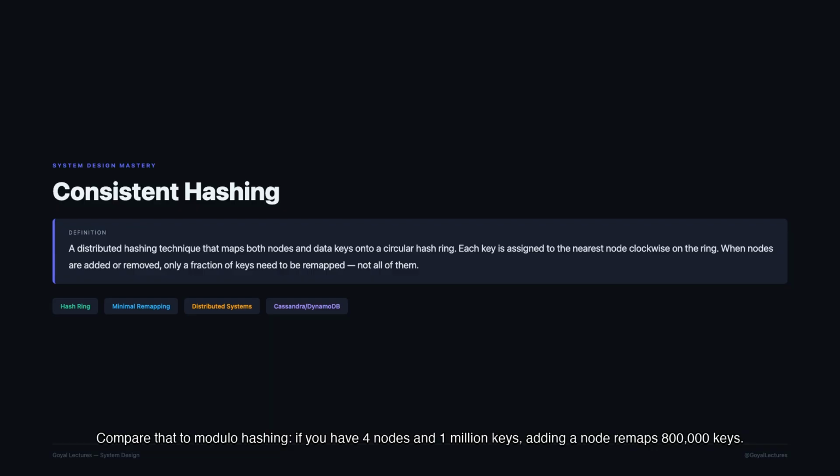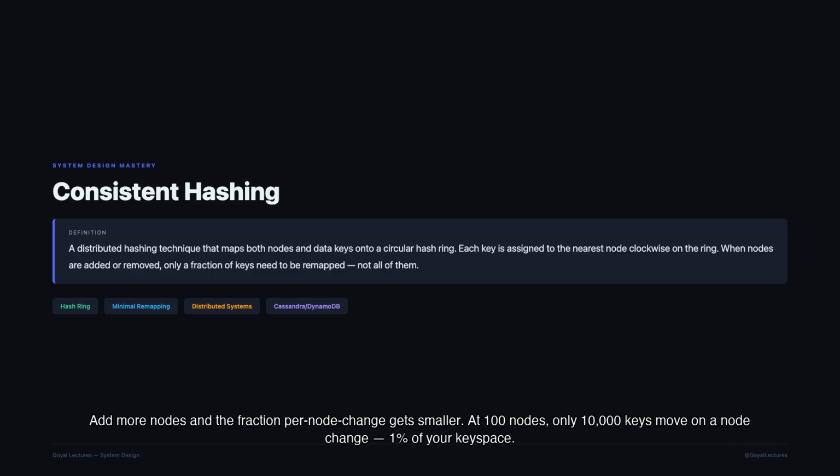Compare that to modulo hashing. If you have 4 nodes and 1 million keys, adding a node remaps 800,000 keys. With consistent hashing and 4 nodes, adding a node remaps 250,000 keys, exactly 1/4 of them. Add more nodes and the fraction per node change gets smaller. At 100 nodes, only 10,000 keys move on a node change, 1% of your key space. This is the mathematical guarantee that makes consistent hashing practical at scale.